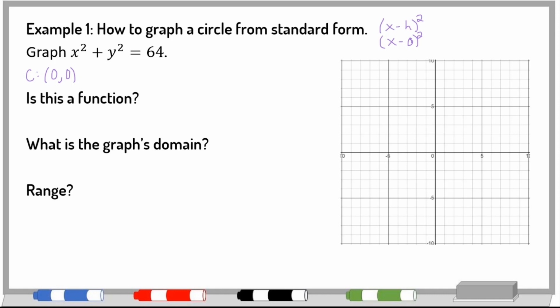The radius comes from the number on the right side, and we have to square root it. So the square root of 64 is 8, so r equals 8. So to graph this, we'd put a dot maybe in the middle for the center. You don't have to put a dot in the middle for the center, I don't guess. We want to go 8 each direction.